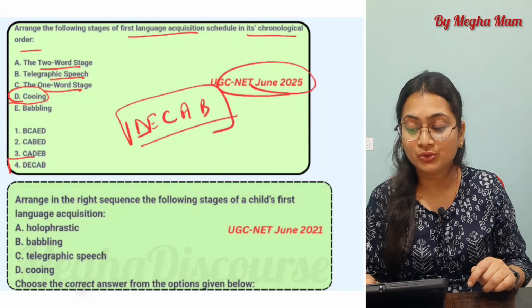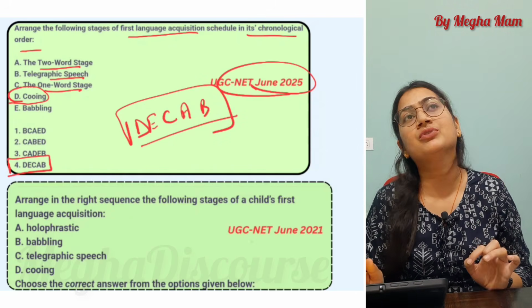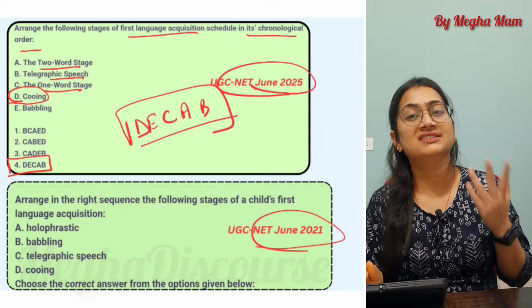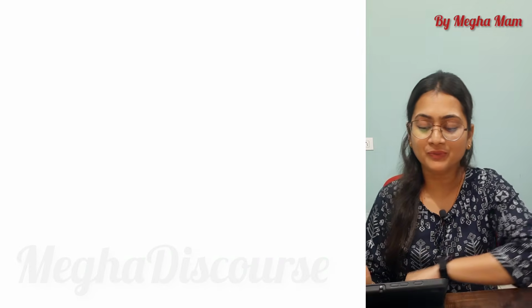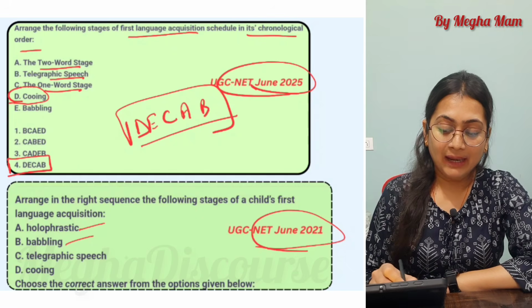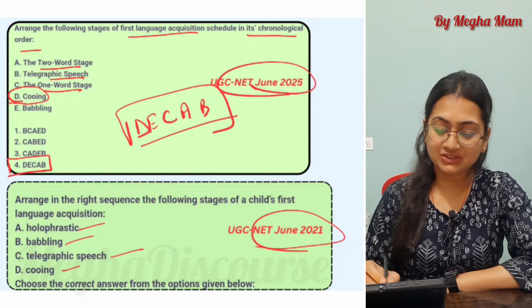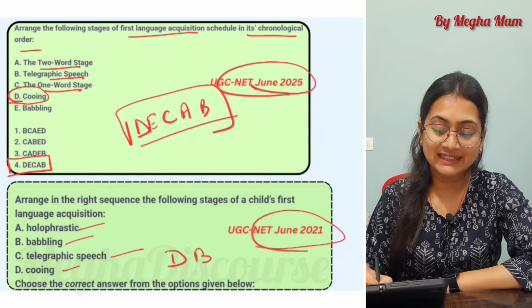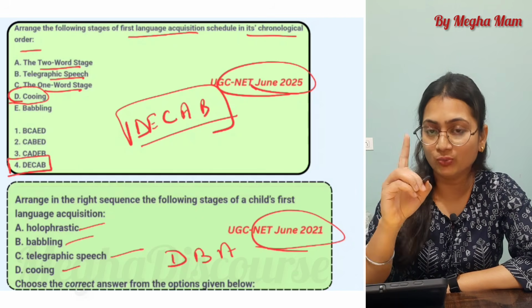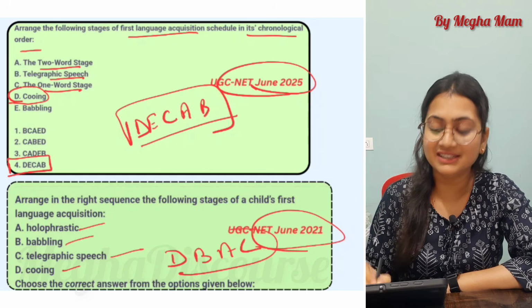Another one from 2021 also came in the CTET paper and assistant professor paper with a different approach, but I add only this one. Holophrastic, babbling, telegraphic speech, cooing. First we have cooing, then he uses babbling, then holophrastic. Holophrastic means one word, then telegraphic. So DBAC is the answer.